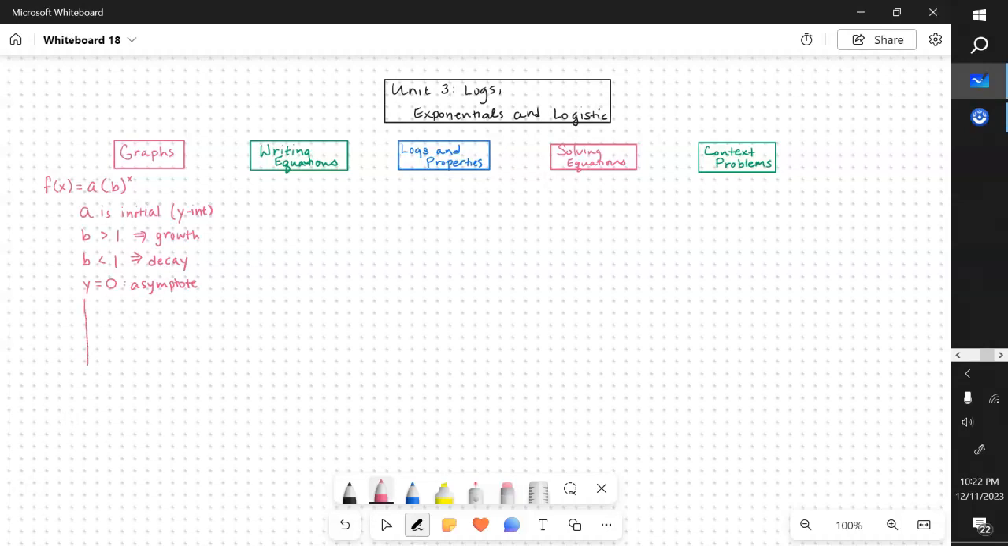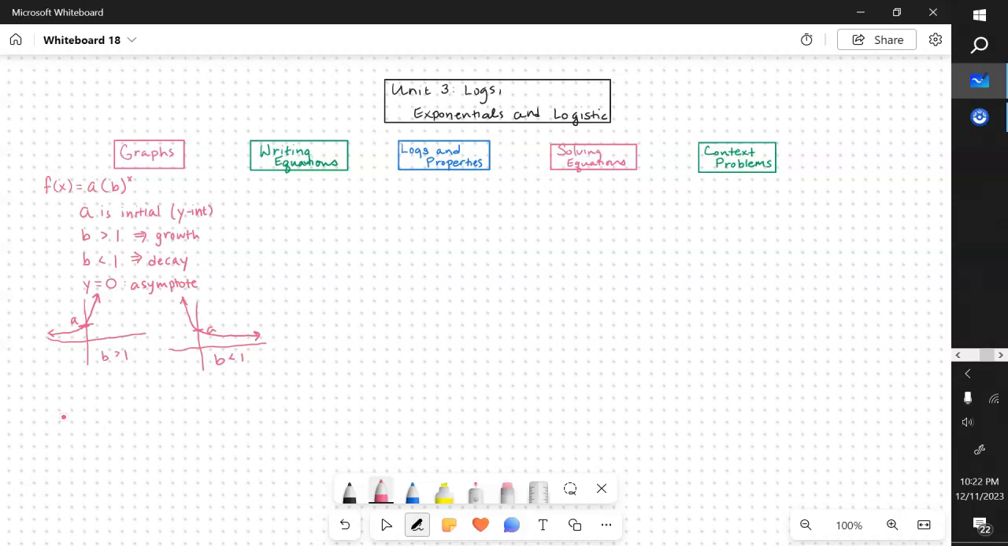So if I graph this a times b to the x, if b is greater than 1, then I'm going to start at a on the y-axis, and my graph is going to start out very small and zoom upward very quickly. If b is less than 1, then my graph will start at the y-intercept, but it will be decreasing down to the x-axis rather than increasing up.